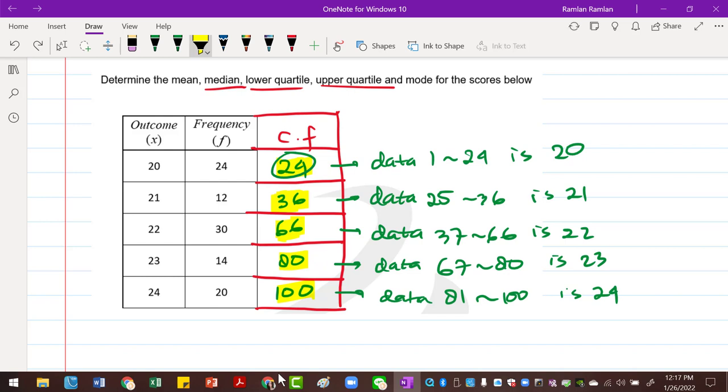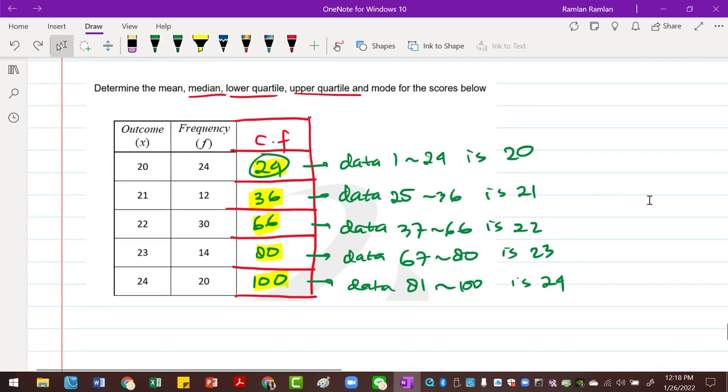So next up, we want to find the median. We know that the last number here is actually the total number of data that we have. So we have 100 data. We have 100 data. So when we're talking about median, lower quartile, and upper quartile, it is very related to the number of data, right? So I'm going to illustrate that for you.